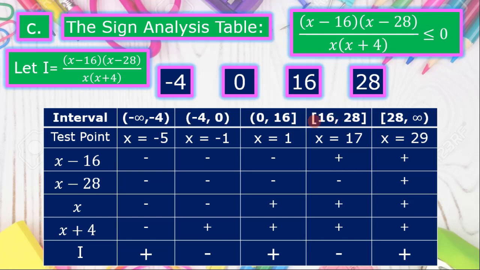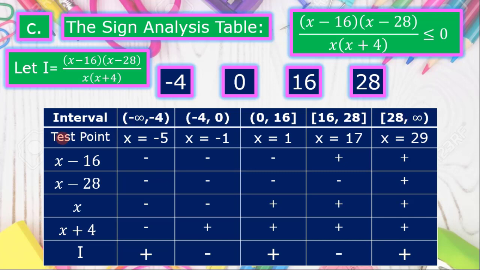Let's try to see later. Now, in this case, 16 and 28, this interval indicates that 16 can be included and also 28 can be included. So we have two brackets, the open and the closed bracket. Then after 28, we have 28 to positive infinity. We put again an open bracket here because this indicates that x equals 28 can be included in our solution set, if this particular interval here will be our solution set.